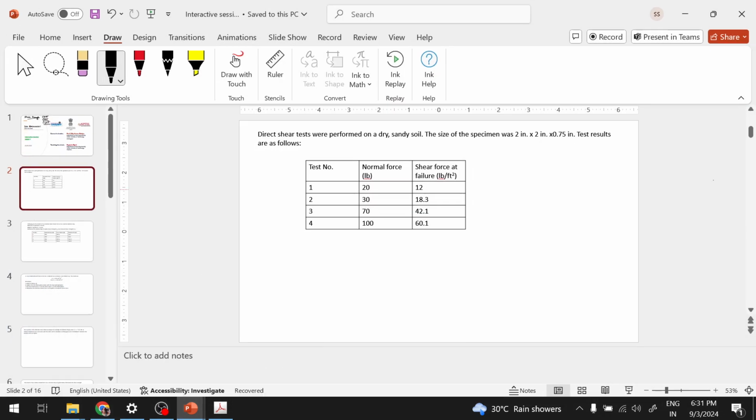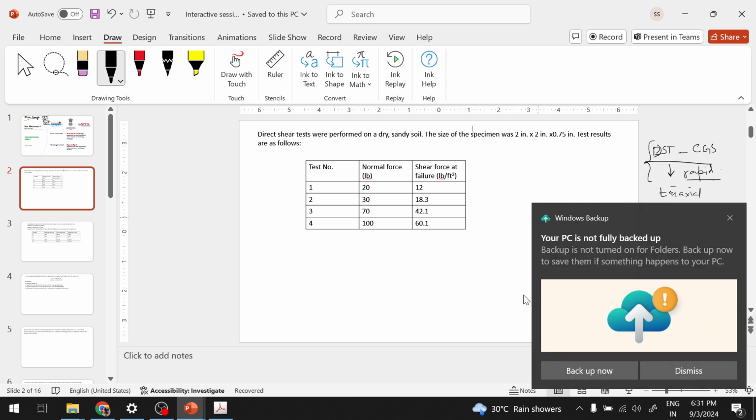So the first question is for direct shear test. As you know, if we recapitulate a little, there are two kinds of tests for shear strength that we conduct. There is a direct shear test, usually done for coarse grained soils, and this is quite straightforward. It is a rapid test, but it's not as comprehensive and detailed as the triaxial test.